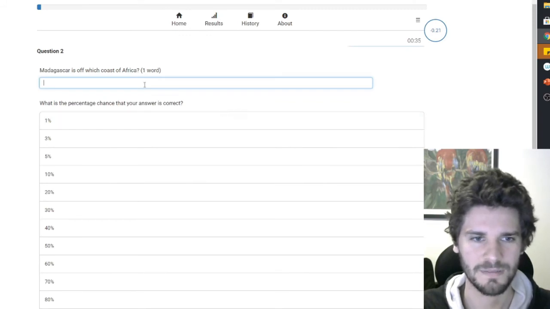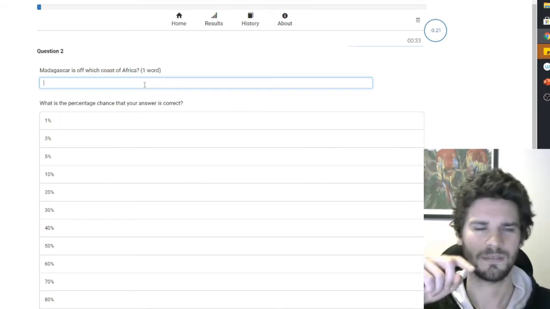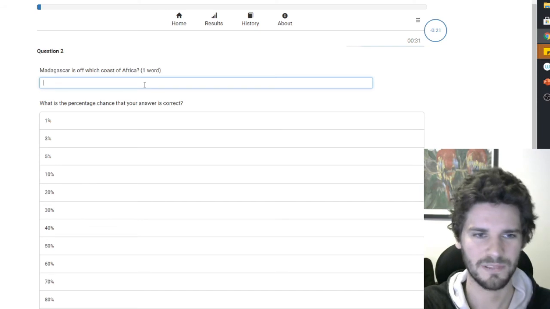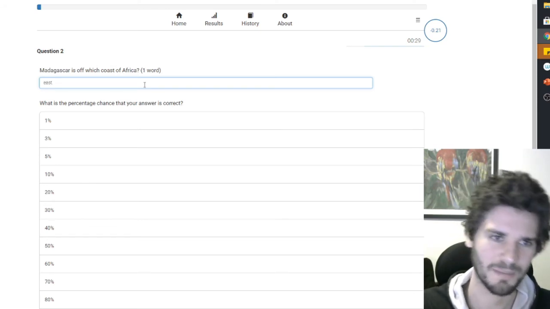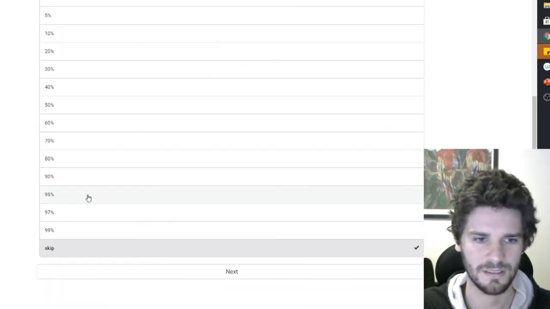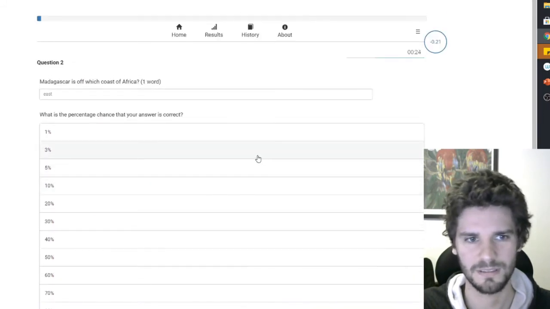Madagascar is off which coast of Africa? Well, it's definitely the east coast, and I'm pretty sure they mean east, but maybe there's another word for it. So I'm going to go with 95%.